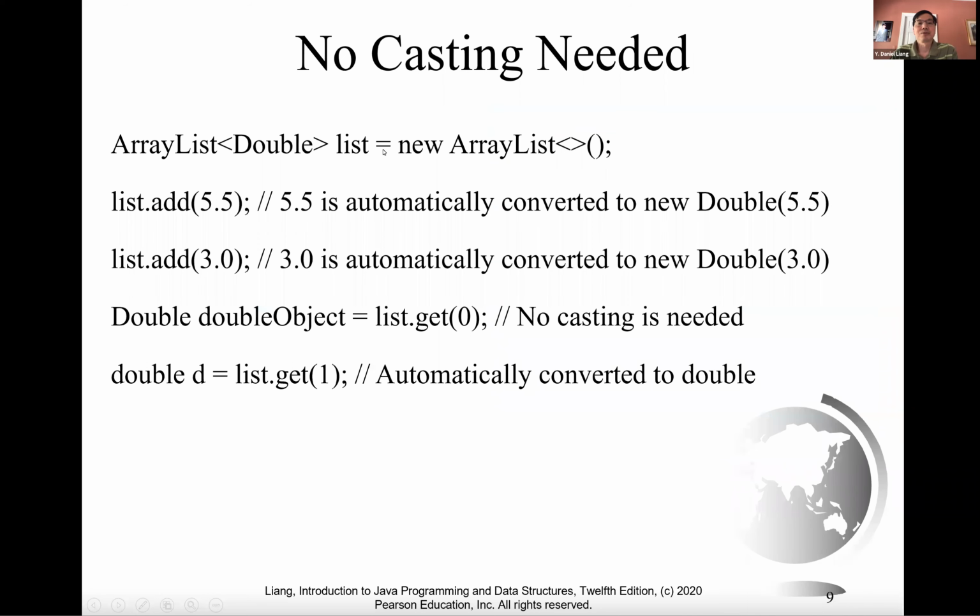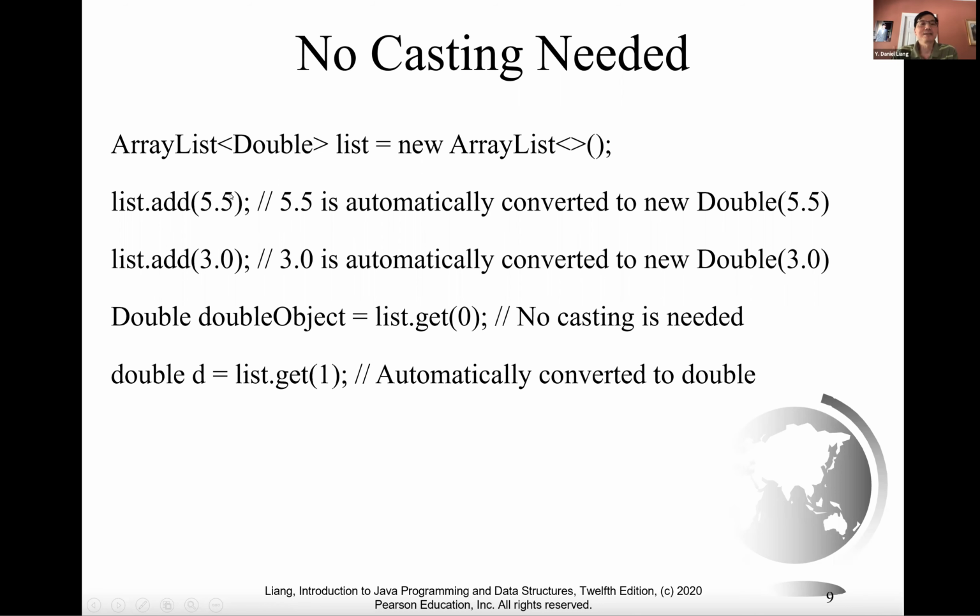Here's an example. You create an array list, and the element type in the array list is Double. So this context can be automatically found by the compiler. So the compiler recognizes that this is Double. So you are creating an array list of Double elements.